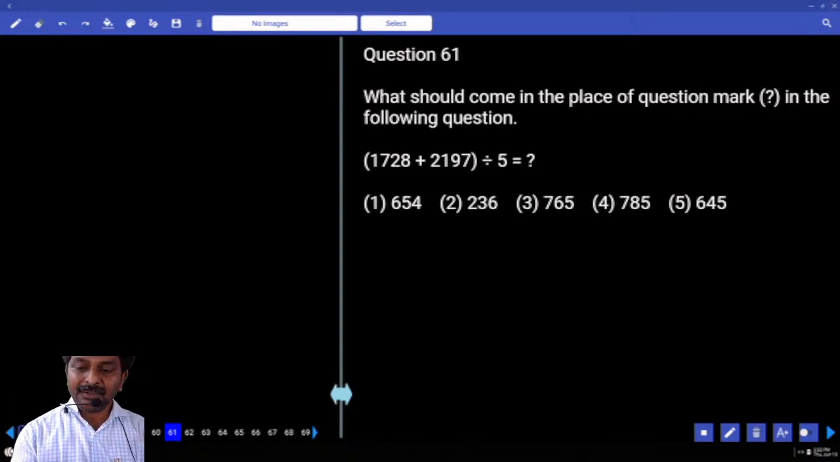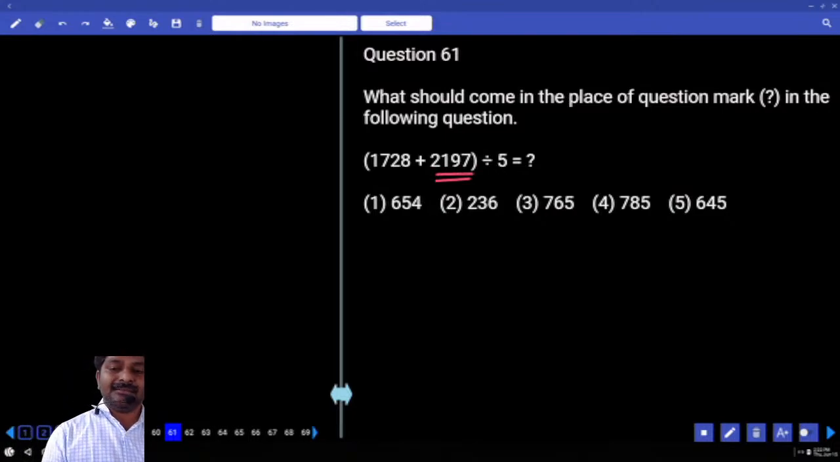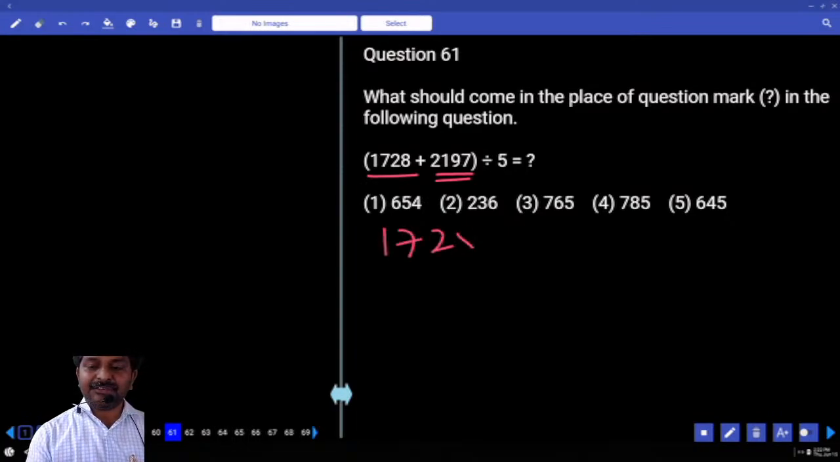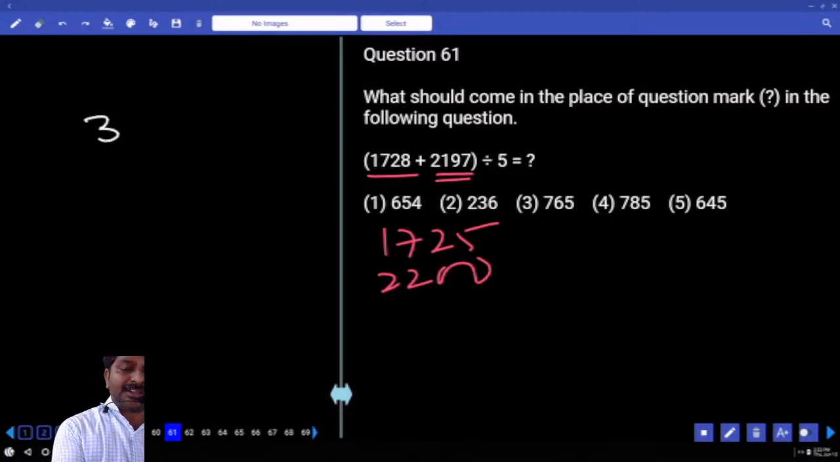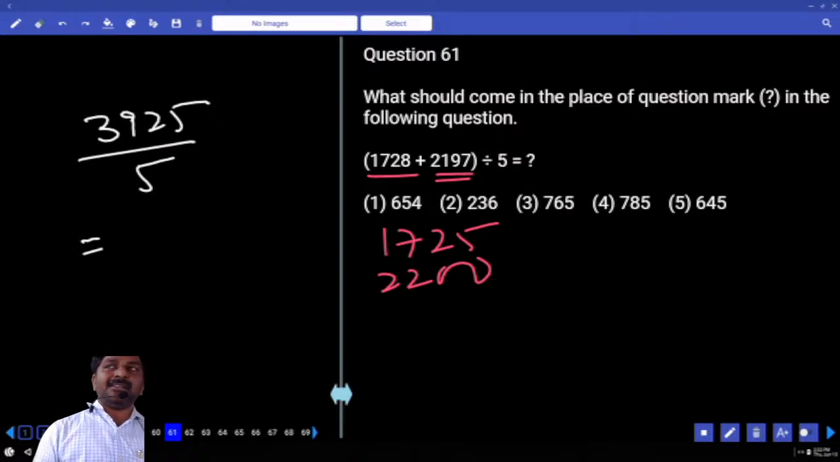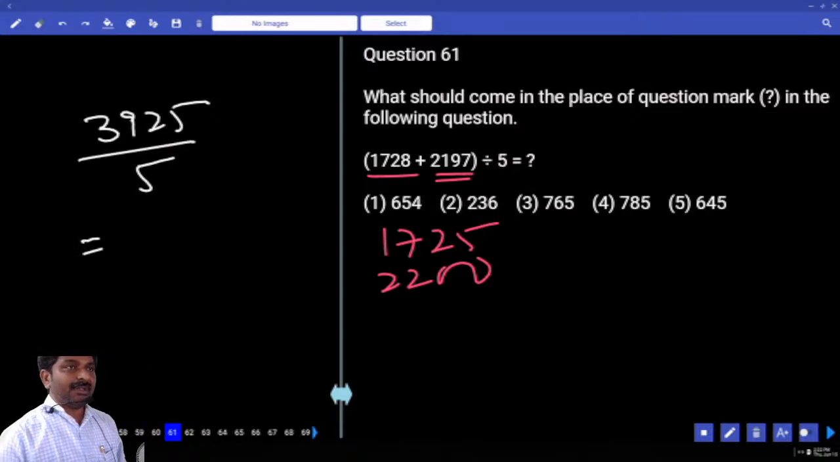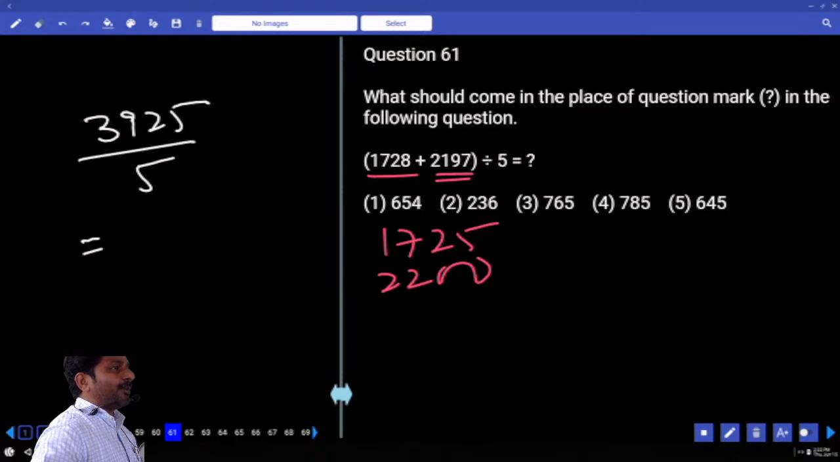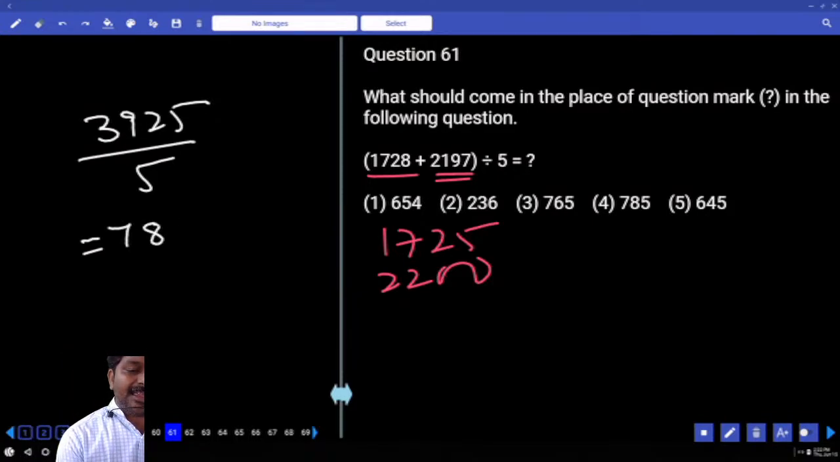Come on, let's start. To make this round figure, we need 3. Take 3 from this fellow. You'll have 1725. The other number is 2200. Both together 3925 divided by 5. Divided by 5 in the sense divided by 10 into 2. Divided by 10 is 392.5. Exactly double. 785.